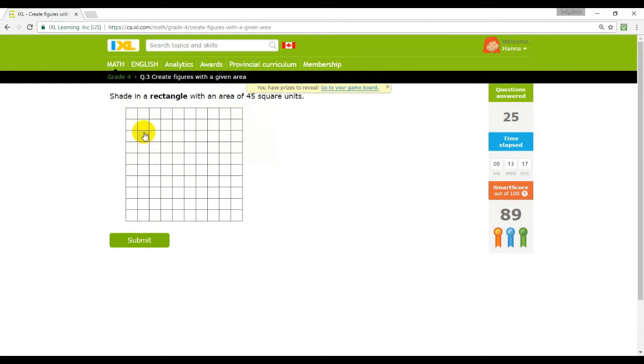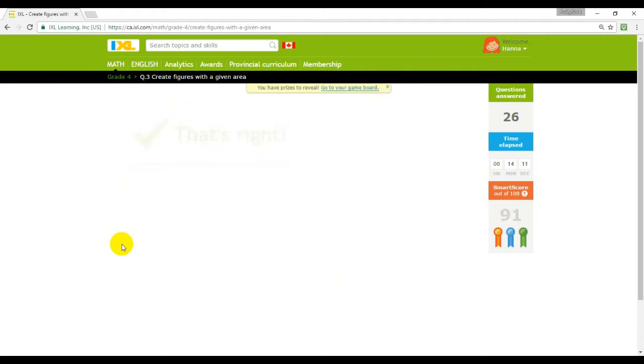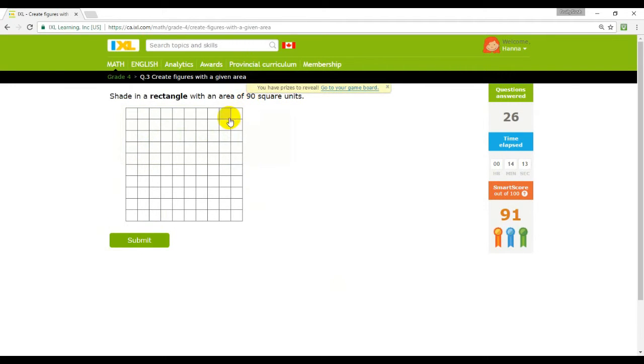Okay, now 45. Sorry for the interruption. And 45. That would be 5 rows of 9s. So just gonna shade in this. Voila. 90. So we're gonna have 9 rows of 10s.